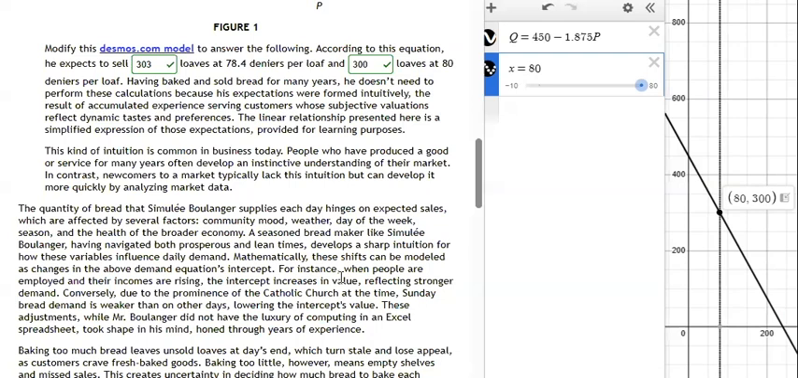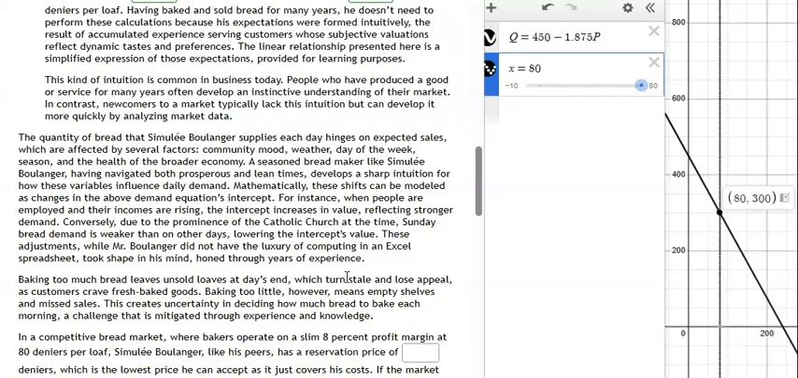This kind of intuition is common in business today. People who have produced a good or service for many years often develop an instinctive understanding of their market. In contrast, newcomers to a market typically lack this intuition, but can develop it more quickly by analyzing market data. The quantity of bread that Simile Boulogne supplies each day hinges on expected sales, which are affected by several factors: community mood, weather, day of the week, season, and the health of the broader economy.